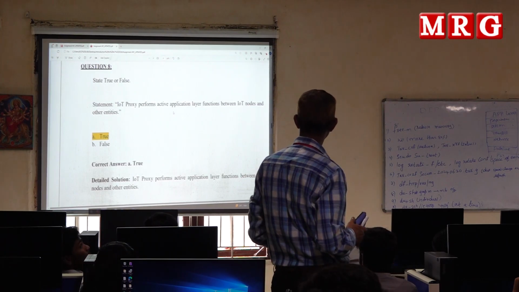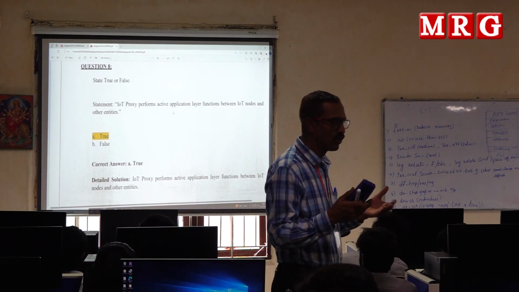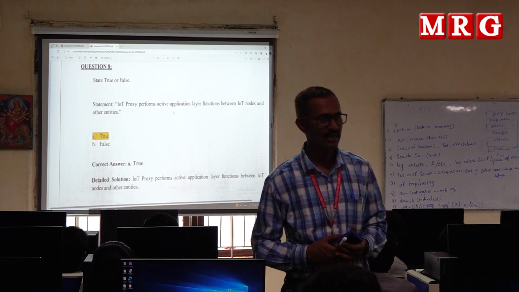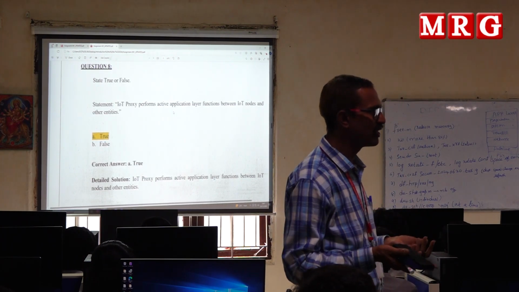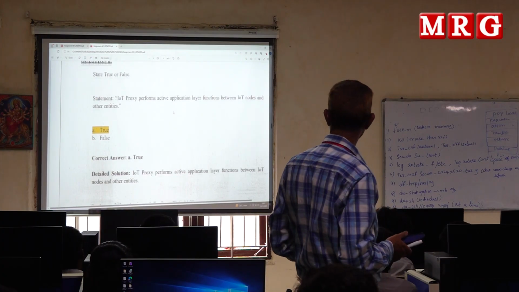Okay. So application layer functions, IoT nodes and other entities. To connect other nodes and other entities, an application layer proxy is used. So that is true. Next.